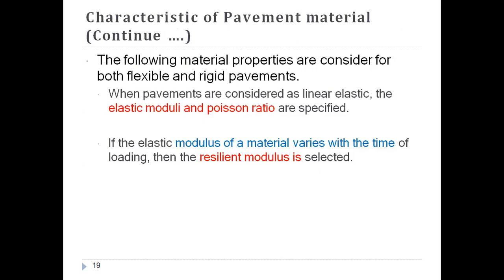The following material properties are to be considered for both flexible and rigid pavements. When the pavements are considered as linear elastic, the elastic moduli and Poisson's ratio are specified to certain conditions. So if the elastic modulus of the materials varies with the time of loading, then the resilient modulus is selected. Previously, I have said that the resilient modulus is the restored strain of these granular particles when the load is suspended upon them.